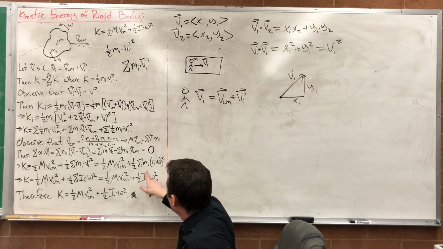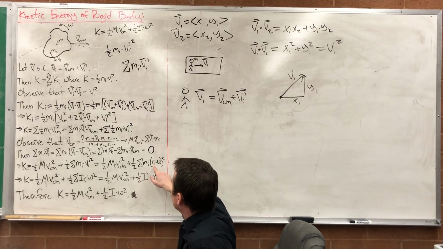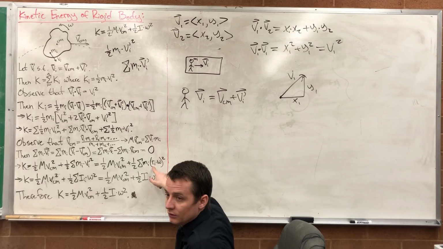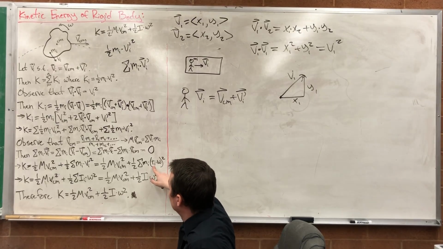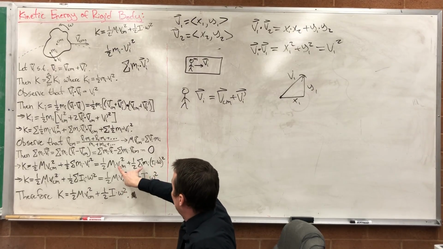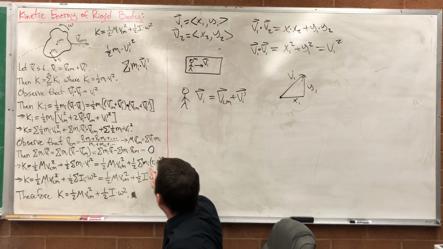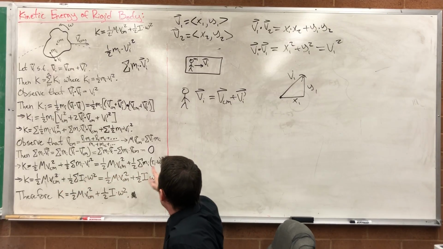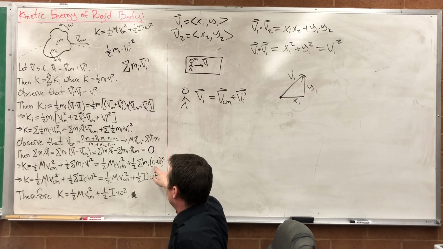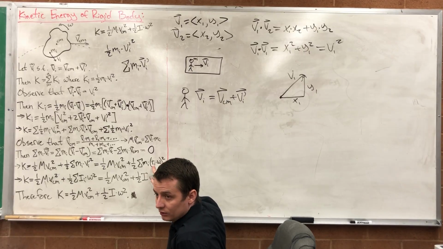So omega is the same for everyone. But the radius to a point is going to vary from point to point. Now take these two terms. Going from here to here, what am I going to do? I'm going to square each of these terms. So we have r sub i squared, and then m times r squared.